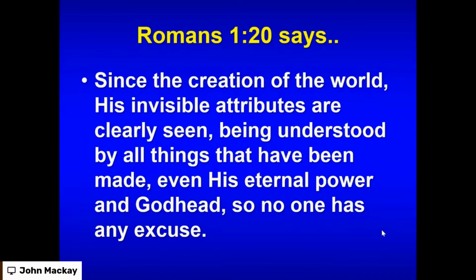Since the creation of the world, God's invisible attributes are clearly seen. They're understood by all things that have been made, even his eternal power and Godhead, so that all of you who are listening, you have no excuse. Make sure you receive Christ as Lord and Savior now.